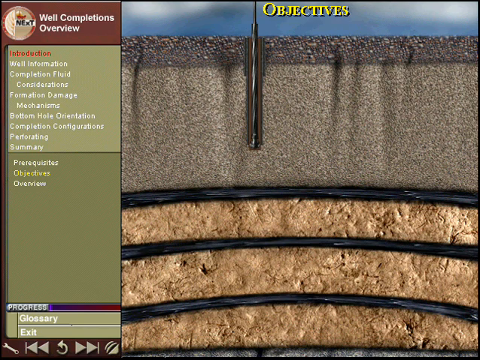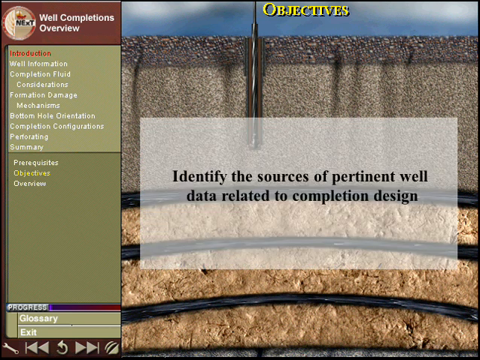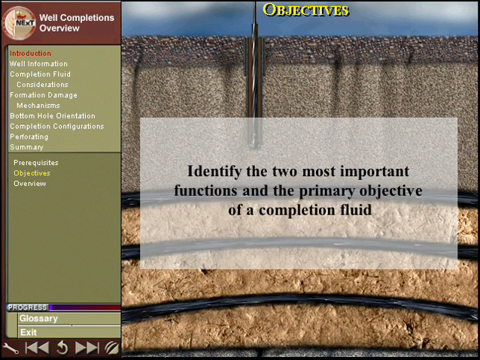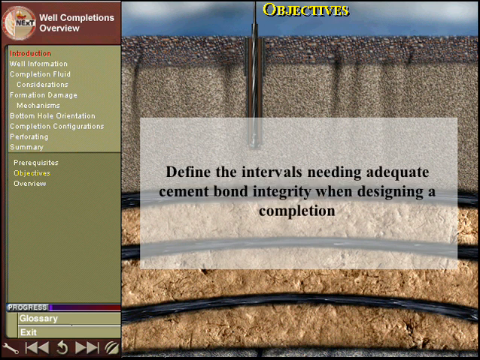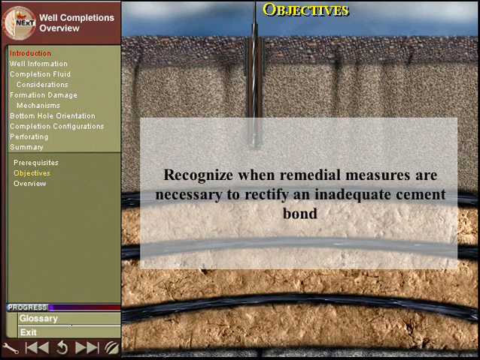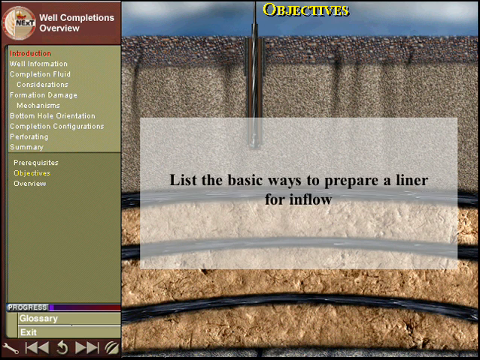After finishing this module, you should be able to identify the sources of pertinent well data related to completion design. Identify the two most important functions and the primary objective of a completion fluid. Associate various formation damage mechanisms with their causes. Define the intervals needing adequate cement bond integrity when designing a completion. Recognize when remedial measures are necessary to rectify an inadequate cement bond. List the basic ways to prepare a liner for inflow.